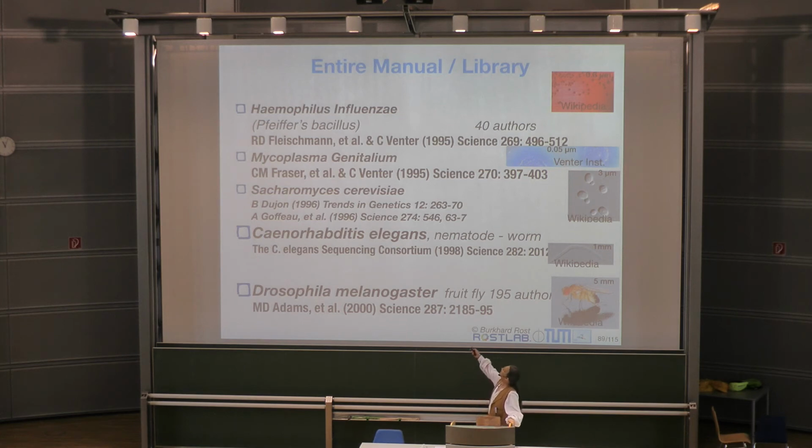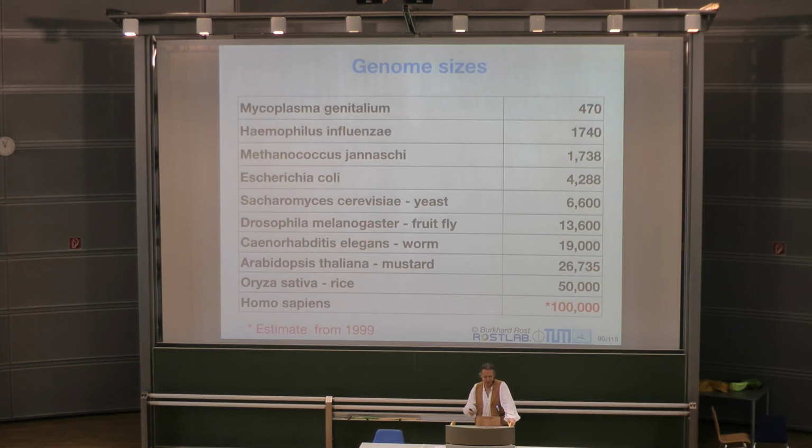The first organism ever sequenced was in 1995, Haemophilus influenzae, a small bacterium. Several others followed. What I show here is the genome size. This is in fact the smallest bacterium, Mycoplasma genitalium, 470 genes. Then the first one that was sequenced, 1,700 genes. And we get into other ones. E. coli, I showed you before, roughly 4,000. Here we have the first eukaryote, yeast, 6,600. Fruit fly, worm, this is a weed here, rice, and Homo sapiens.